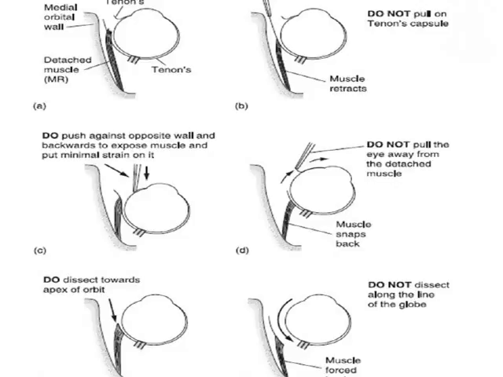You have to remember not to pull on the Tenon's capsule, because pulling on the Tenon's capsule will make the muscle more retractable and it goes out of sight. Also, do not pull the eye away from the detached muscle as you normally do in a normal squint surgery. When you suspect a lost muscle, you push against the opposite wall and backwards so that the muscle is exposed to some extent, so that you can catch the muscle and bring it back to the original position. And when you are dissecting, always dissect towards the apex of the orbit and never along the line of the globe. That again will prevent the muscle from exposure.